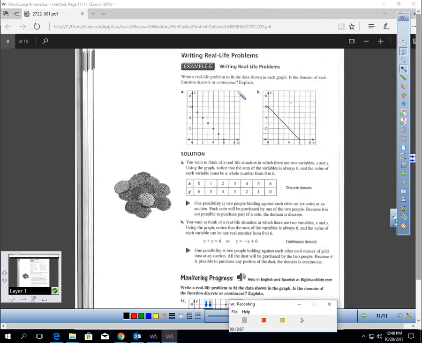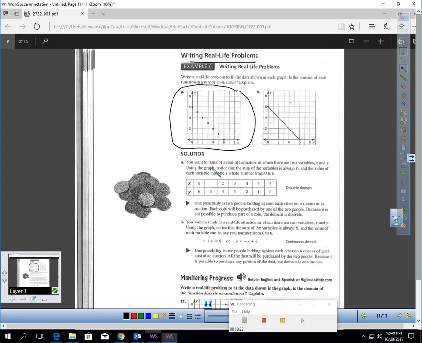And to finish up the video, writing real-life problems. Write a real-life problem to fit the data shown in each graph. Is the domain of each function discrete or continuous? Explain. Well, I think sometimes for students, I think sometimes you guys overthink this. Let's look at this graph. 0 produces 6, 1 produces 5, 2 produces 4, and so on. What if I said this?